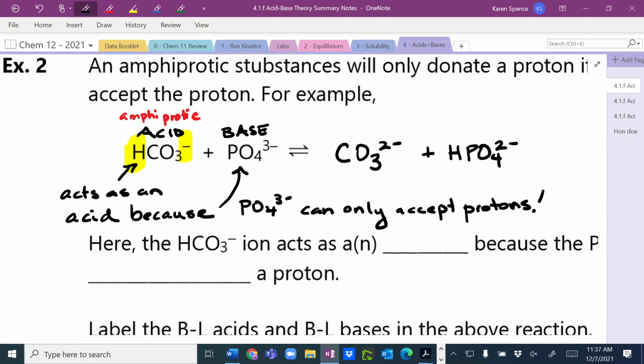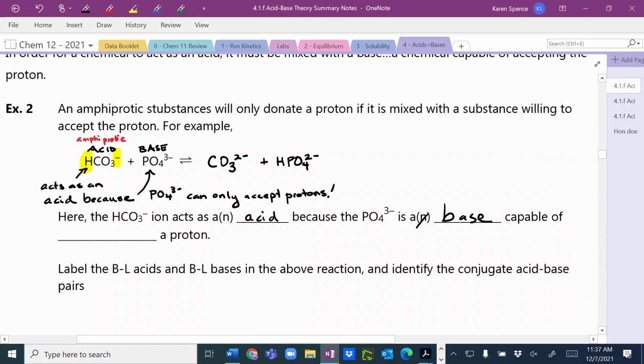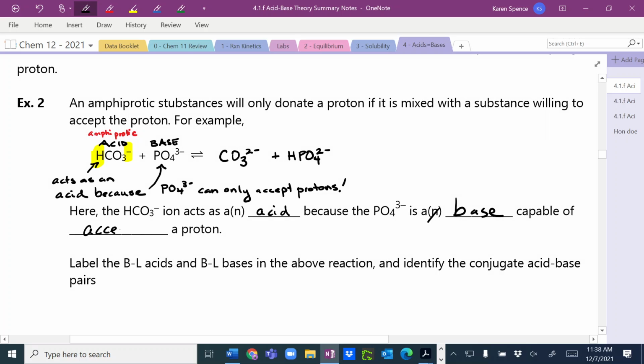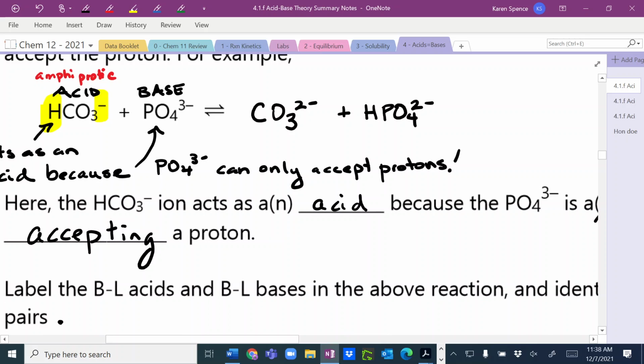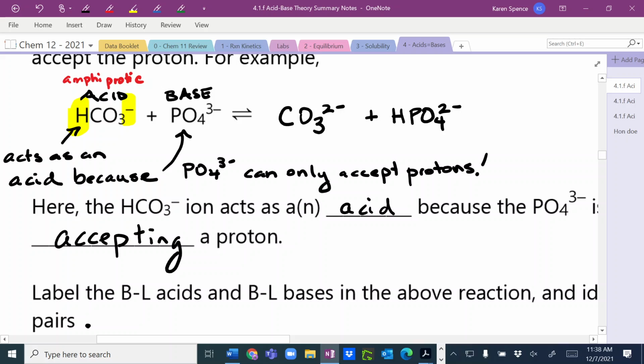Okay, so here HCO3 minus acts as an acid because the PO4 3- is a base capable of accepting a proton. Label the Bronsted-Lowry acids and Bronsted-Lowry bases in the above reaction and identify the conjugate acid-base pairs. So we have the acid and base in the reactants. Who are the acid and base in the products for the reverse reaction?